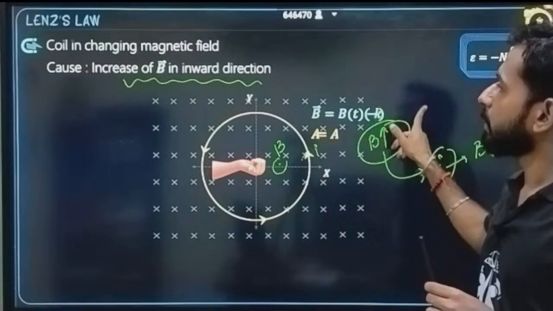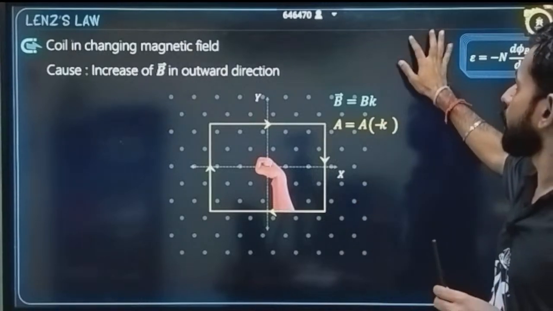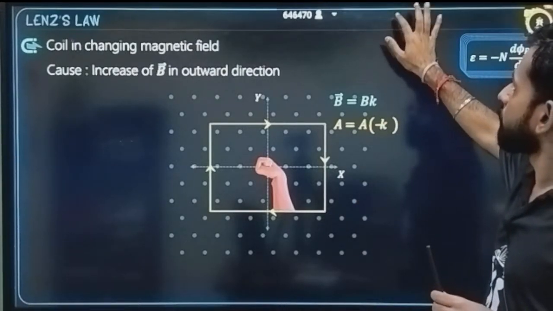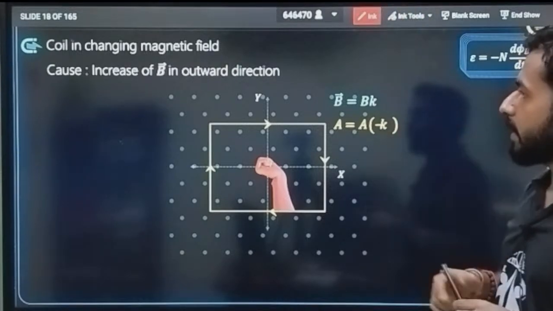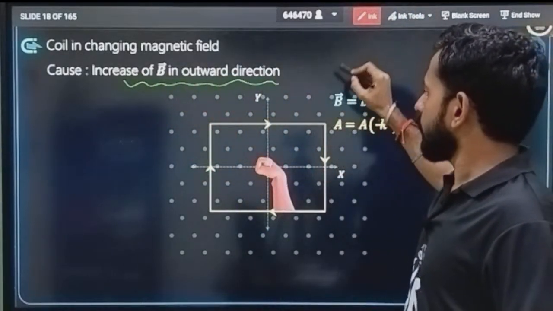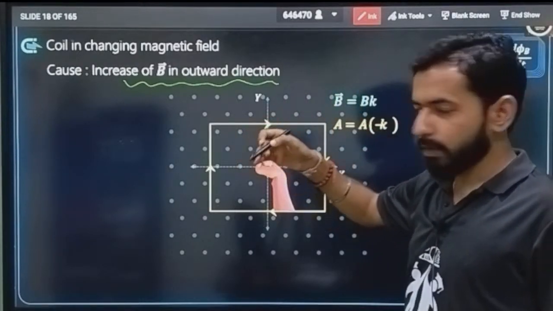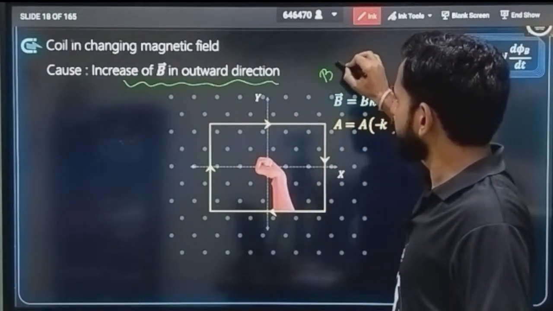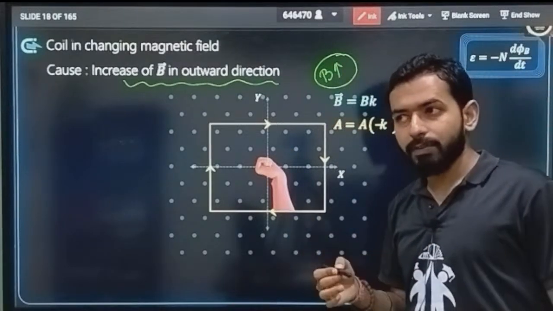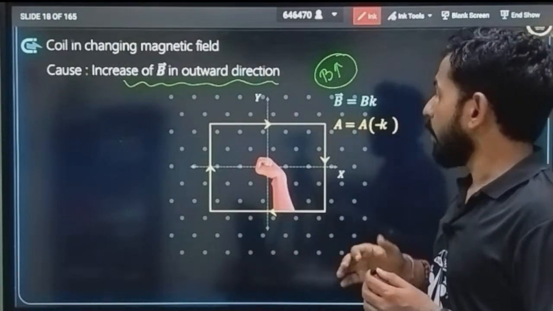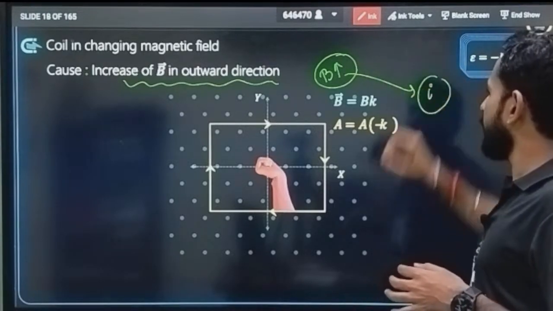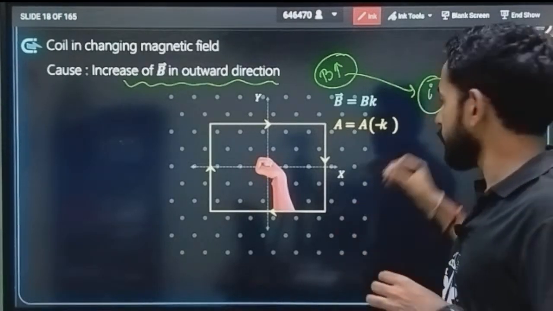Correct. Now let's see one more example. Case 2. What is case 2 saying? Increase of magnetic field in outward direction. The dots represent that the magnetic field is coming in the outward direction and it is increasing with time. If the magnetic field is increasing with time, it is sure that it is going to induce some current also.